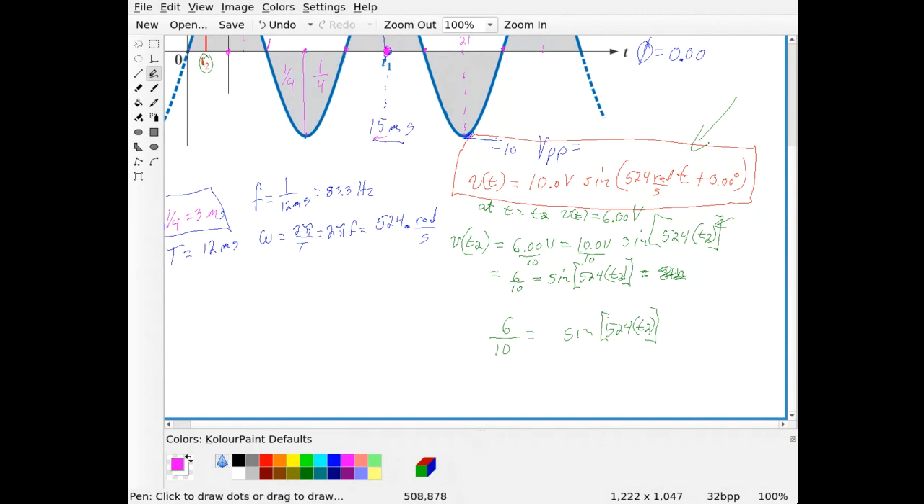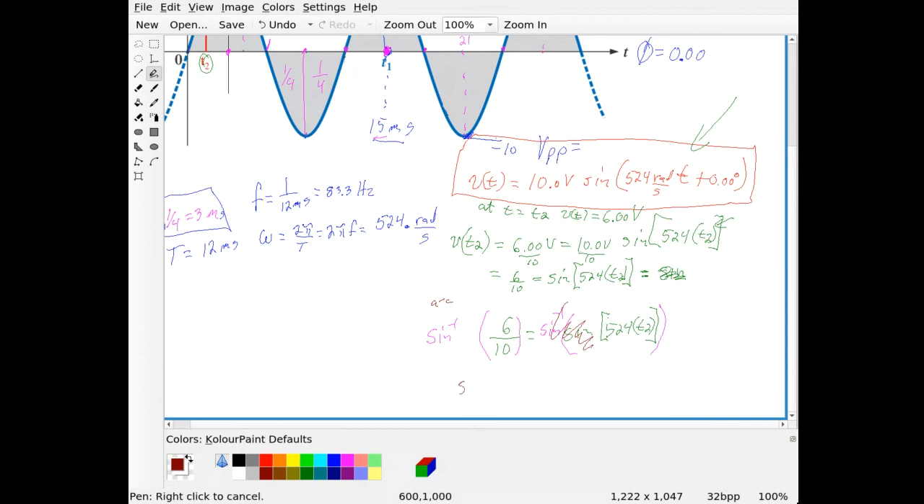And so now what I need to do is take the inverse sine. So I'm going to do the inverse sine, or the arc sine, of this, which is equal to the inverse sine of the sine. By doing that, on this side the sines cancel and they're gone. Then I have to take the inverse sine, or the arc sine, of 6 over 10.